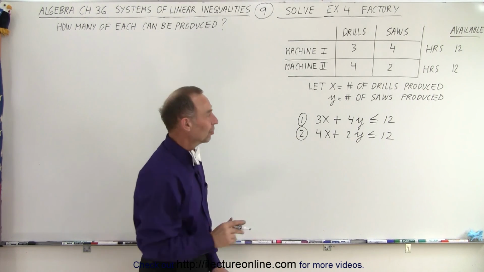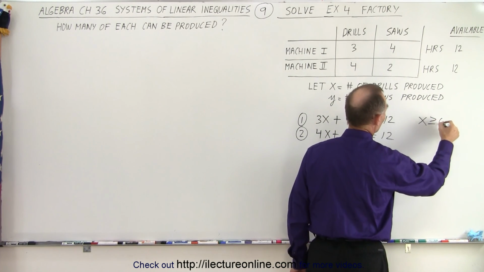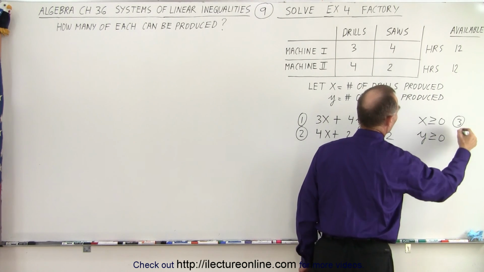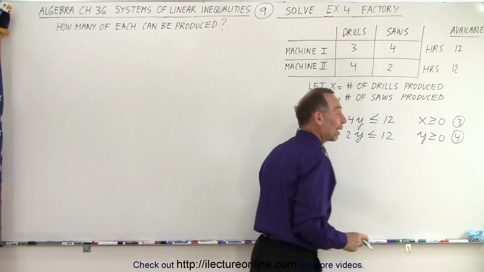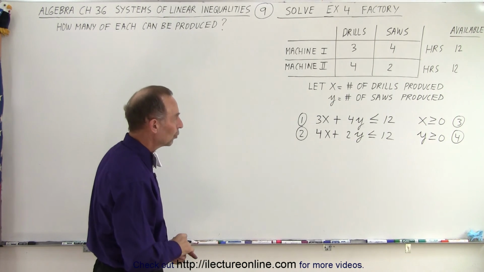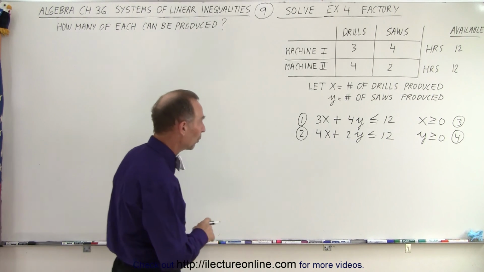We have 2 more restrictions because we cannot produce negative numbers, so x must be greater than or equal to 0 and y must be greater than or equal to 0. So that's inequality 3 and inequality 4. So we have 4 total inequalities determining what we can do here. In order to graph that, we're going to find the equivalent equations.